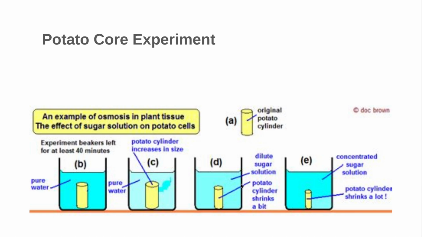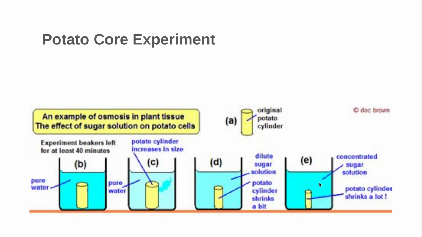When it is an isotonic solution, let's say it is a dilute sugar solution, and the amount of sugar in the solution here is the same as what is inside the cell, water is going to move in and out at the same rate. Therefore, the potato core is not going to expand or shrink in size. Whereas if I put it in a very concentrated solution of sugar, what that means is there is less free water available in that hypertonic solution. So water is going to flow from inside the potato cells to the outside, causing the cells to shrink.